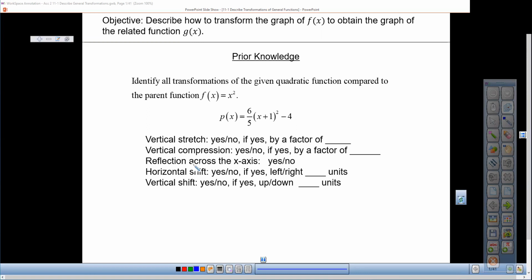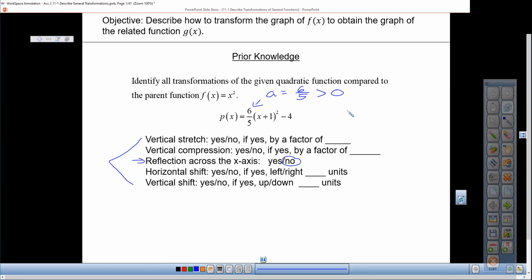So up to this point, we have looked at identifying vertical stretches, compressions, and reflections, the x-axis reflection. Now we're going to go horizontally as well. So this piece of prior knowledge is something that we've already learned, how to identify each of these types of transformations. And so we identify our parameters. The 6/5 is our A parameter. And if it is positive, that means there is no x-axis reflection. So for the x-axis reflection, in this case, there is not one.